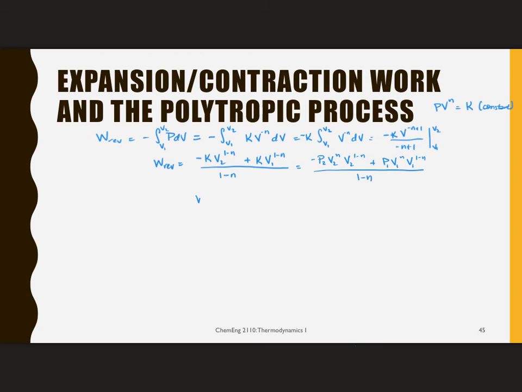And so I end up with the reversible work for a polytropic process is going to be, okay, I've got a lot of negatives. I'm going to switch my signs on the numerator and denominator. I'm going to just switch all of them. That's fair. Okay, so this is going to be P2 V2 minus P1 V1 all over n minus 1.